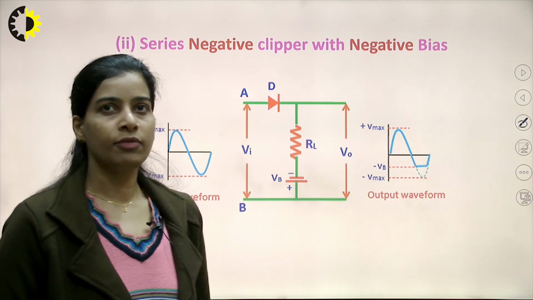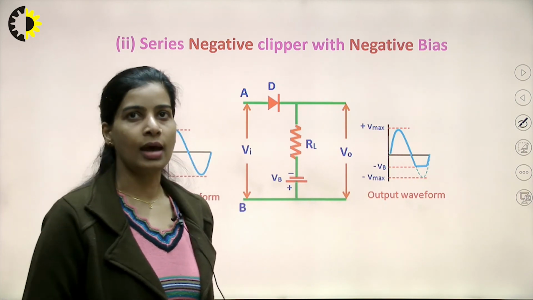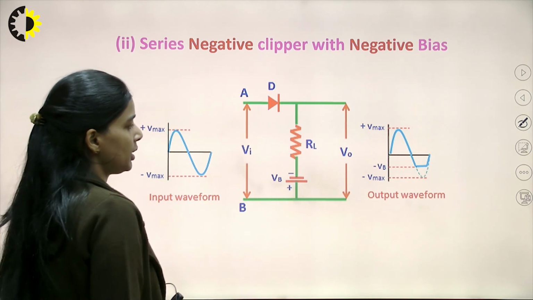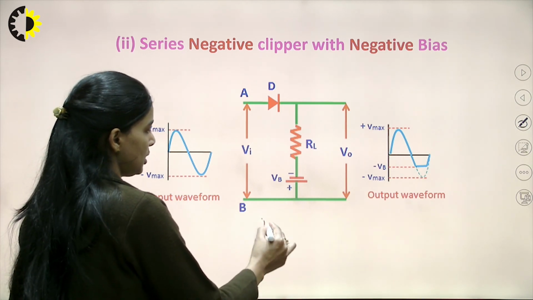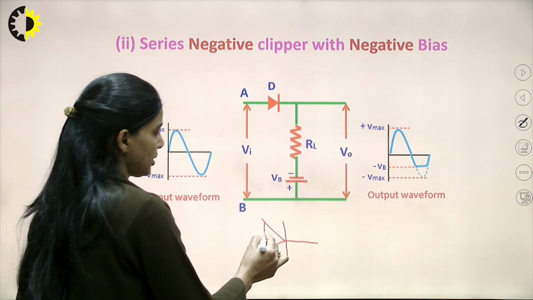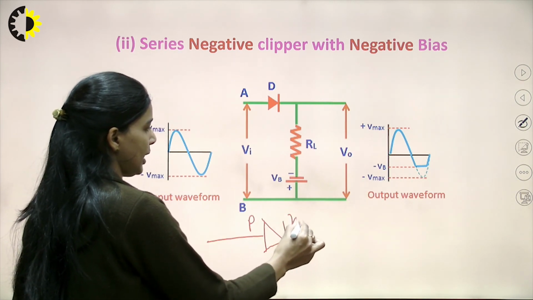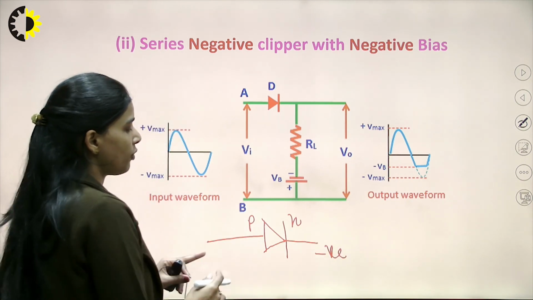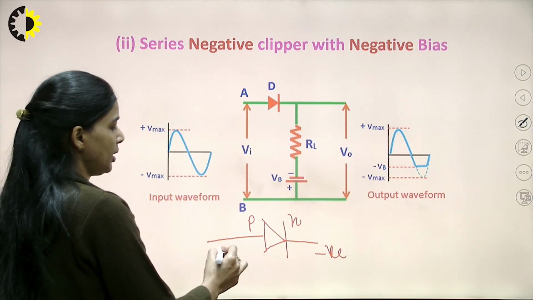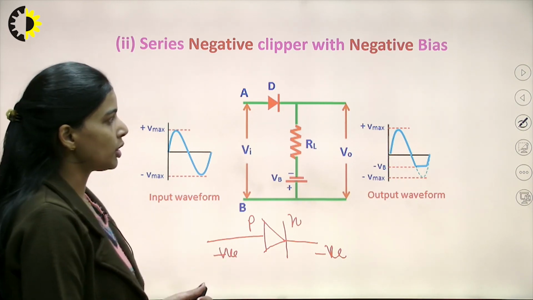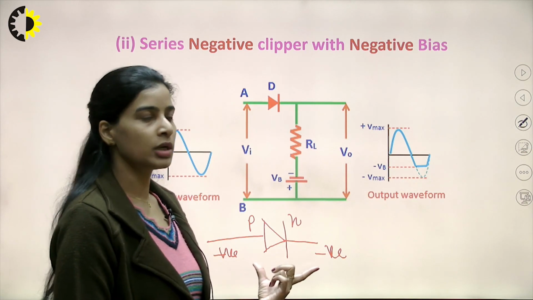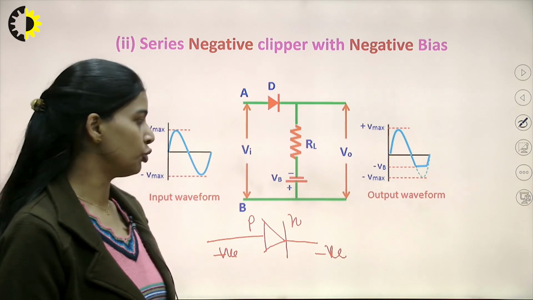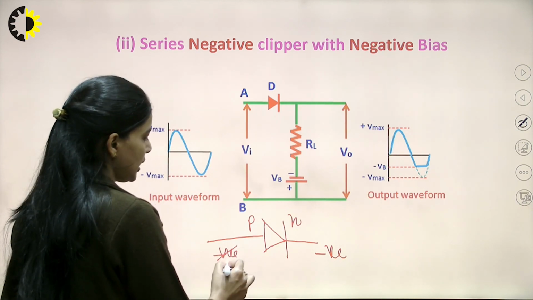In the series negative clipper with bias, we have negative biasing of the system. So, here we have a negative bias voltage. Similar to the previous case, here we have P and N. At this side we have negative voltage, and for the positive cycle here it will be positive. So, during the positive cycle this diode will be forward biased and we get the complete positive cycle at the output. What happens for the negative cycle?